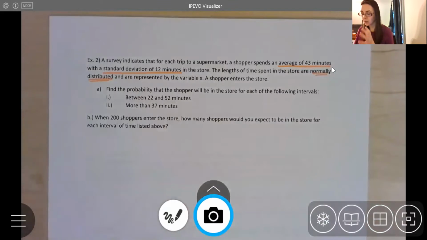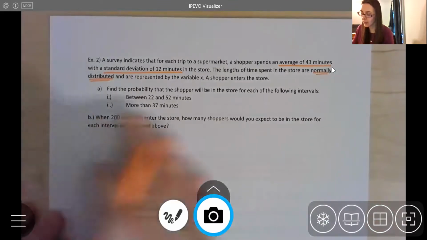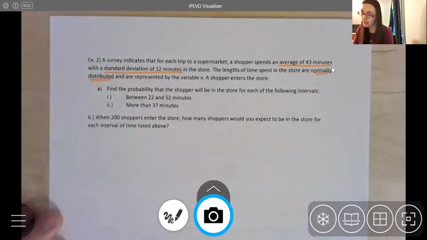All right, so we have two parts we're going to find here. I'm going to focus on A for a second. I'm not going to worry about B right now. Let's just look at A. So find the probability that the shopper will be in the store for each of the following intervals. The first problem we're doing between 22 and 52 minutes, and for the second problem we're doing more than 37 minutes.